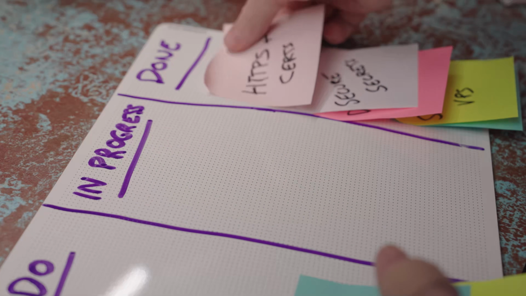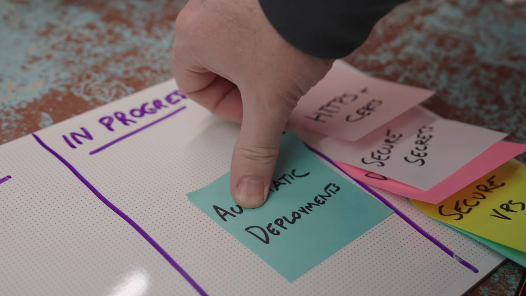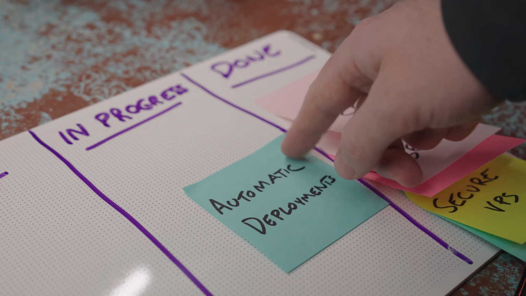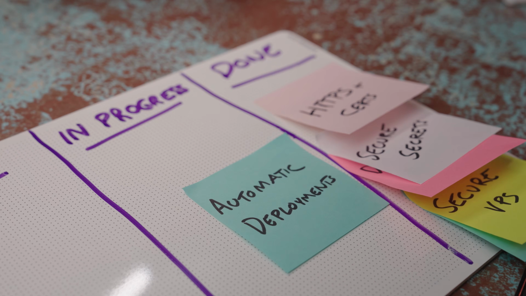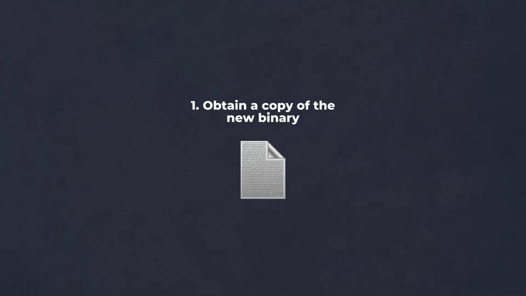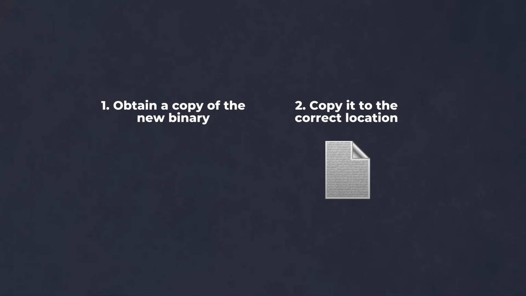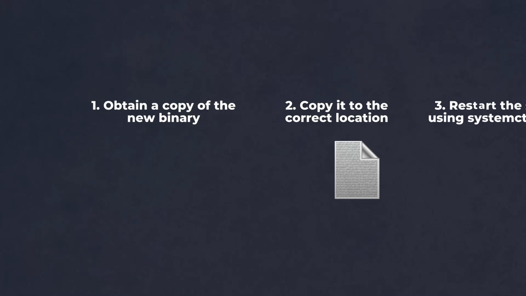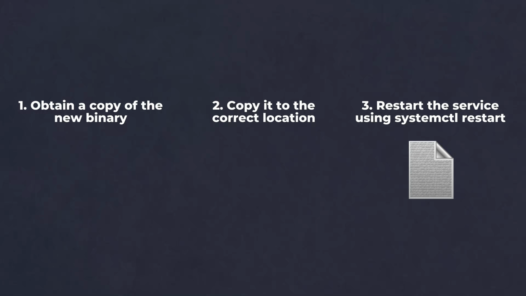In any case, once I had HTTPS set up, the next task on my list was to begin adding in automated deployments. In my mind, I knew how I wanted to achieve this. The idea was to basically obtain a copy of the new binary, copy it over to the correct location, and restart the service using systemctl restart.